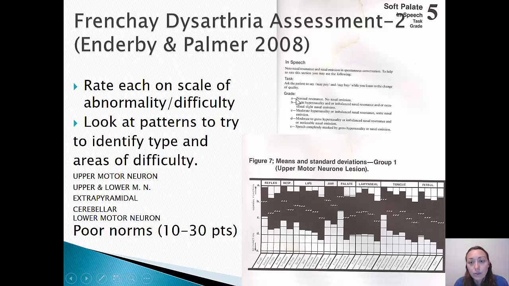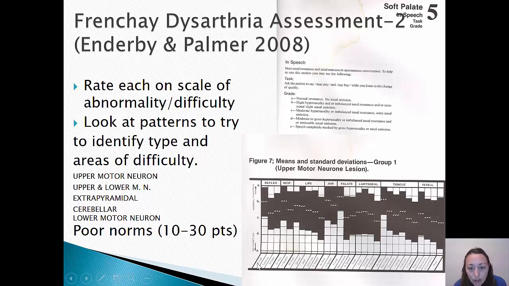An A is going to give you normal resonance, no nasal emission, down to B. It's kind of like a Likert scale, from deviant, like significant hypernasality, to absent nasal emissions or hypernasality. So you're going to have these specific tasks, and then you rank or rate on the scale whether they're deviant or not. And from there, you fill in and check those patterns.